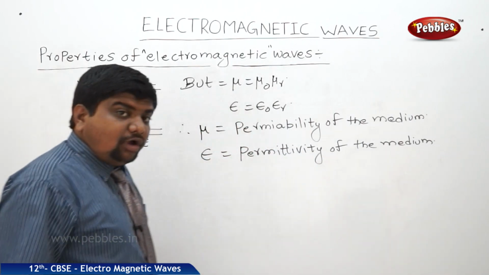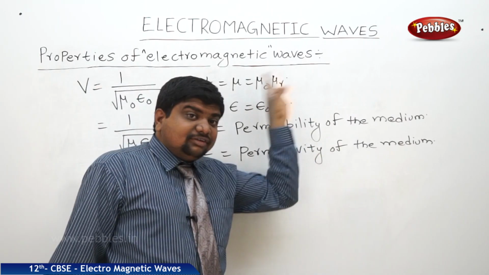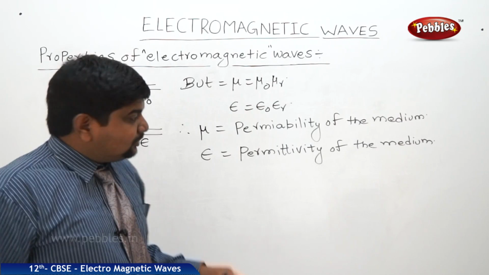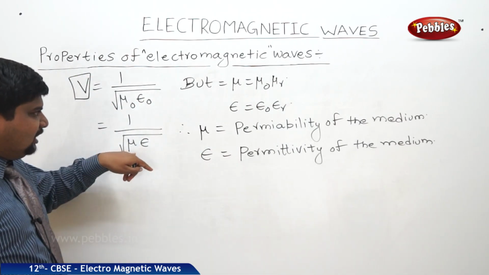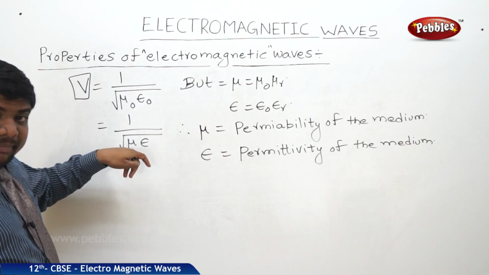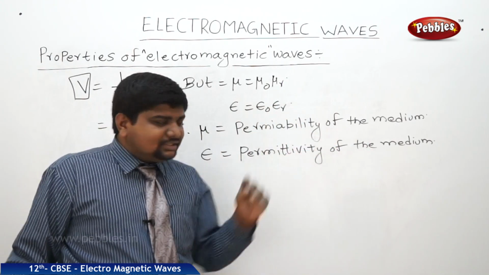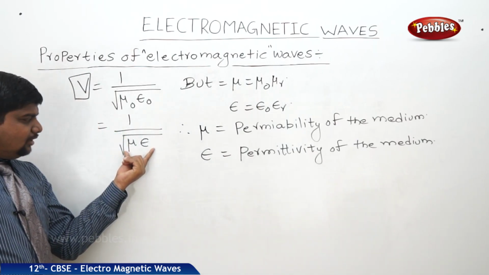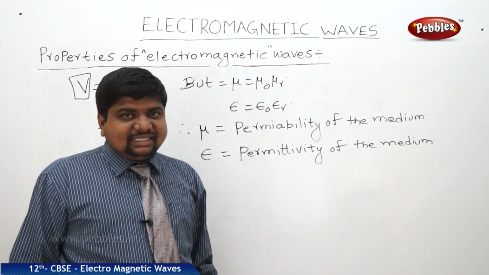Mu naught is the permeability of free space and epsilon naught is the permittivity of free space. The 0 represents free space, meaning vacuum. So the speed of an electromagnetic wave depends upon the permeability of the medium and the permittivity of the medium. This permeability is magnetic permeability, epsilon is electrostatic permittivity. That's why we can say light is the best example of an electromagnetic wave.